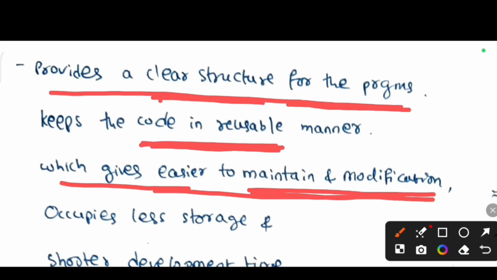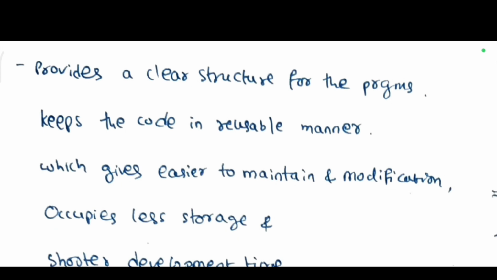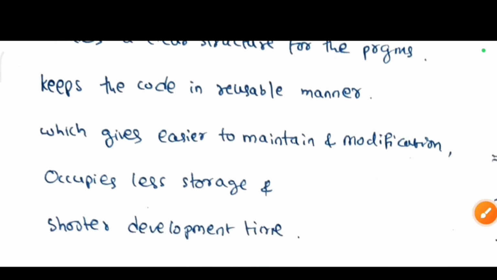With the help of this clear structure, reusability, maintenance and modification, it occupies less storage and shorter development time. So I hope what is meant by OOPS is clear to you. Now let us see about class and object.